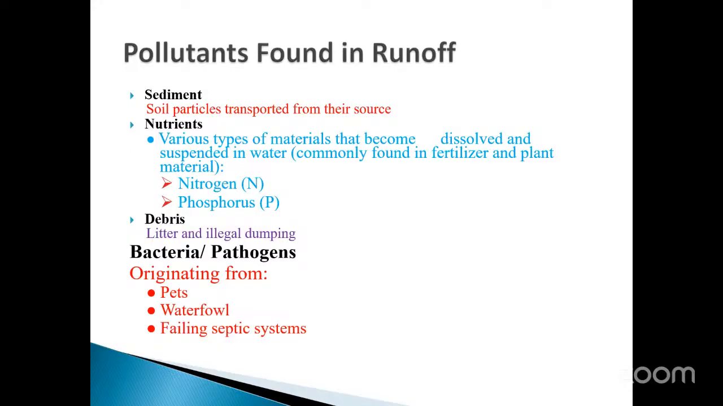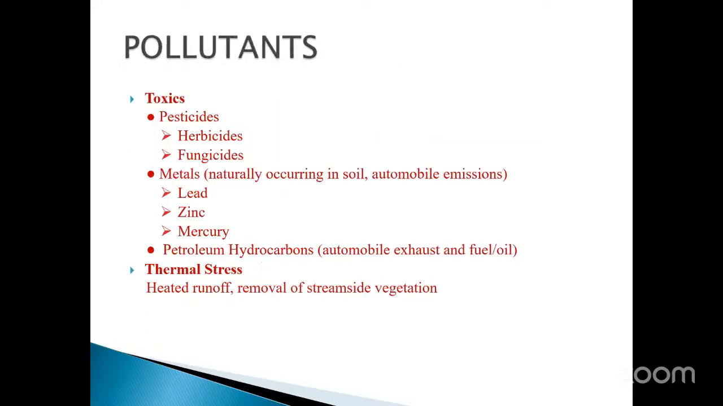And these are the main pollutants found in the runoff: sediment, that is soil particles transported from the source, and nutrients, nitrogen, phosphorus, debris, waste material from illegal dumping, and waste material present on the surface. Next, bacteria or pathogens, disease-causing microorganisms, also exist. And next, pet waste and failing septic systems, all these are pollutants found in the runoff. The water carries all these pollutants and enters the nearby water body.